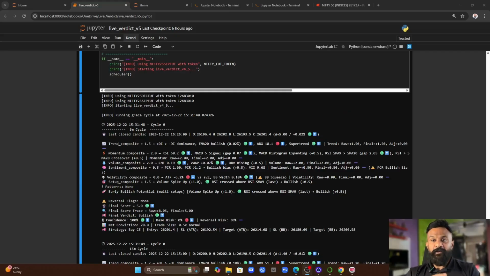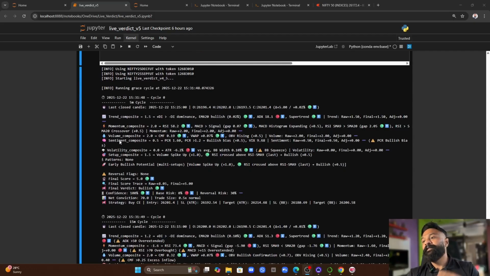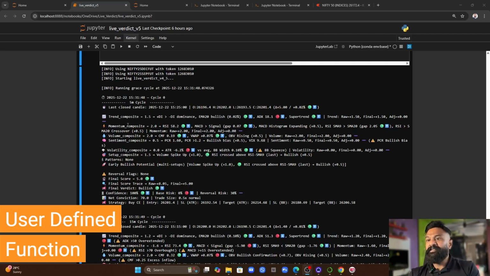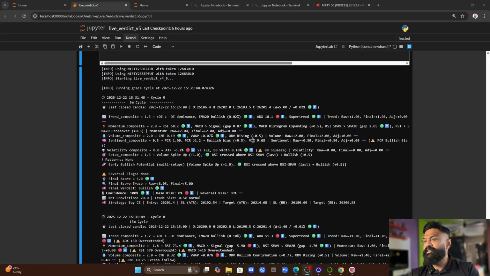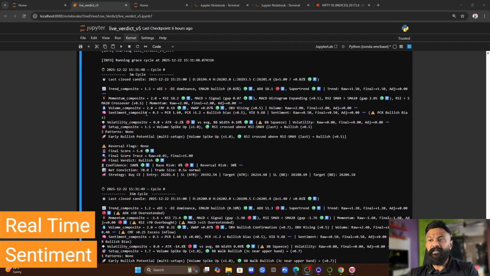So moving on to the next engine, which is Live Verdict. Here I am using similar indicators. However, the conditions are different. This is not based on simple arithmetic calculation. I have coded a few conditions in Python, and you can see that here we have trend composite and the conditions which are defined. Similarly, sentiment composite. This is an addition. This is not part of the simple indicator engine.